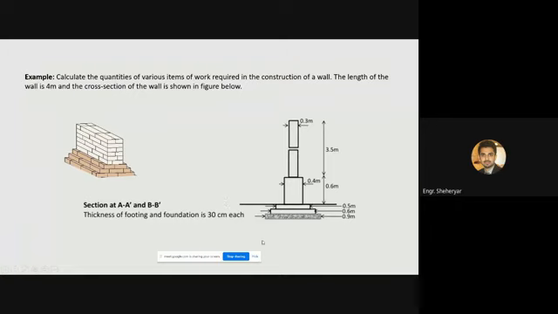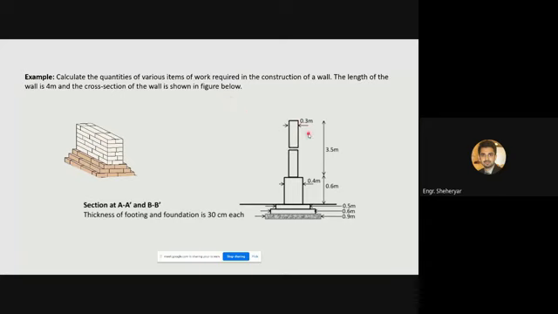Before going to discuss the methods by which we can estimate the different quantities of a building, let's solve a simple example problem in which we have to estimate the different quantities at different levels. So the question is, calculate the quantities of various items of work required in the construction of a wall. The length of the wall is 4 meters, and the cross section of the wall is shown in the figure below.